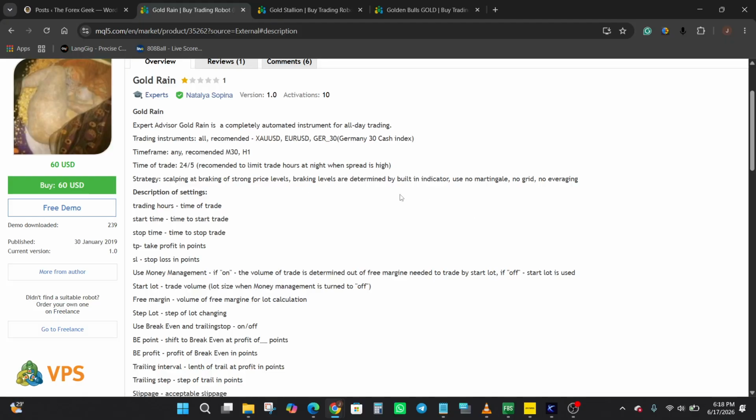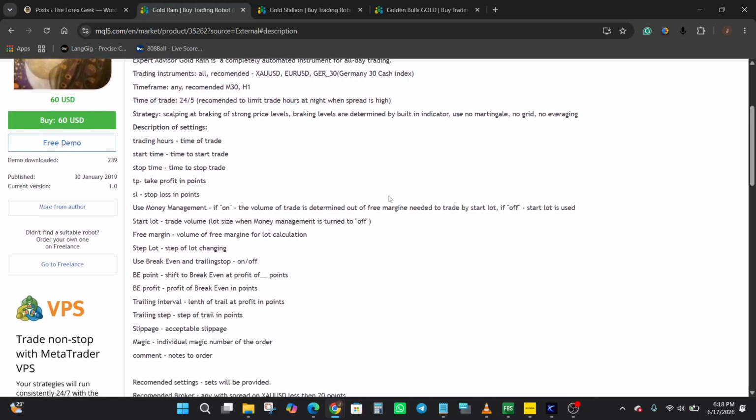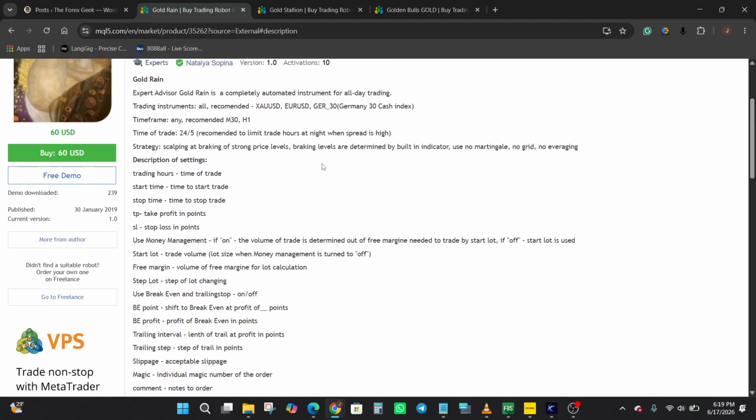Looking further into the description, the strategy is explained as a scalping approach that trades breakouts of strong price levels. Those levels are identified using a built-in indicator. One important detail highlighted by the developer is that the EA does not use martingale, grid trading, or averaging techniques, which is something many traders like to check before evaluating an automated strategy.